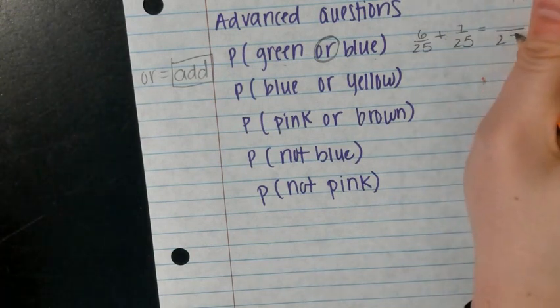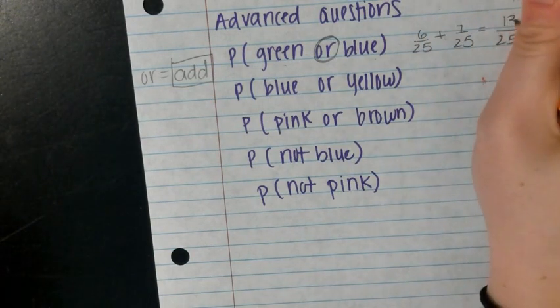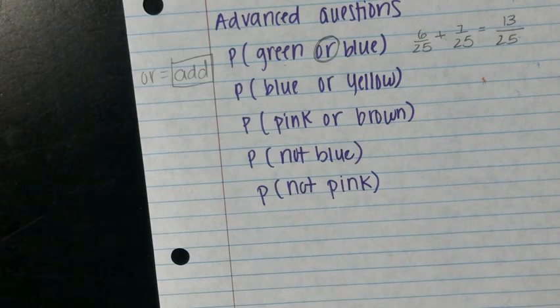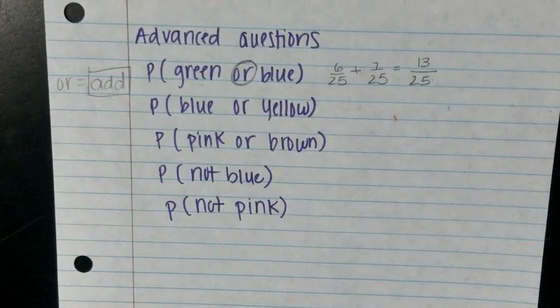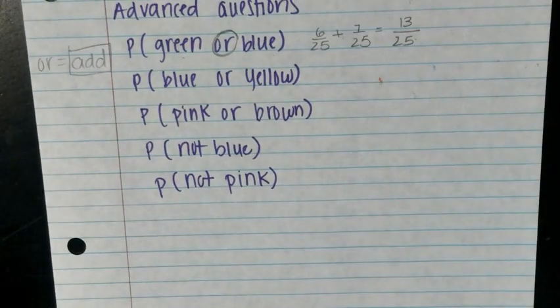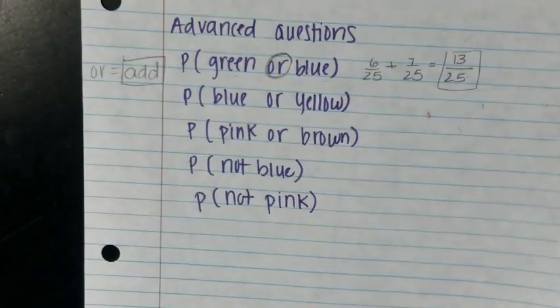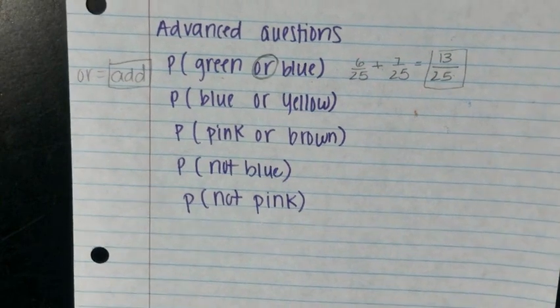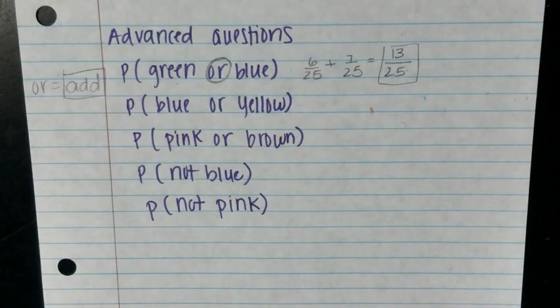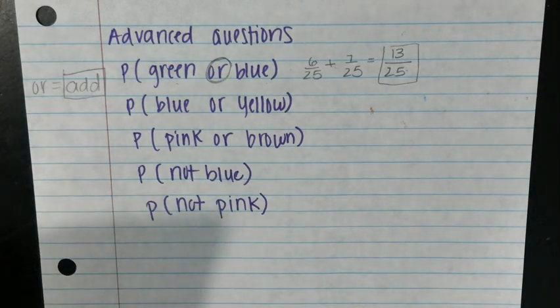Denominator stays the same. Add the numerators. 6 plus 7 is 13. So 13 out of 25. Okay. Now I could change that to a percent or a decimal. That fraction is in the simplest form, that's why I boxed it. I could change that to a percent or a decimal if I choose to, but we're just going to leave it in fraction form. Okay, so now let's do blue or yellow.